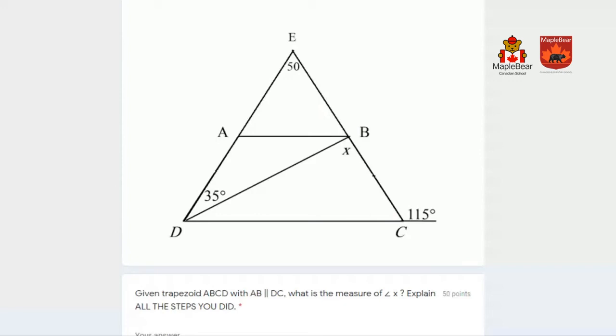A hint, always find out all the angles, okay? If you can find out all the angles here in your diagram, it will be easier to figure out which angle is going to be the angle x, okay?